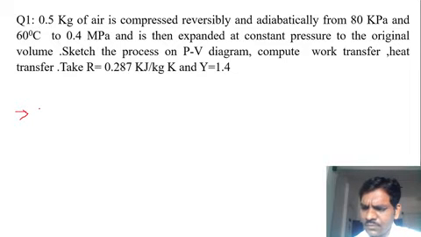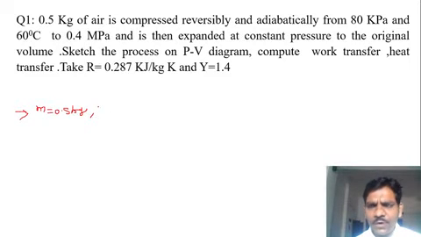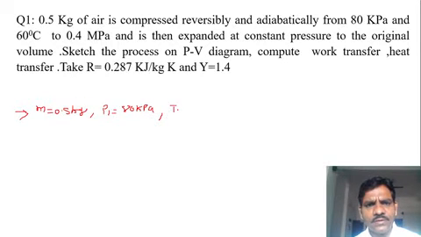Okay. So, what is mentioned here? 0.5 kg of air is compressed. So, what is the mass of air? The mass of air is given, 0.5 kg of air is compressed adiabatically from a pressure. What is the value of the pressure? Pressure P1 is given as 80 kilopascals. And what is the temperature? The initial temperature T1 is 60 degree Celsius.